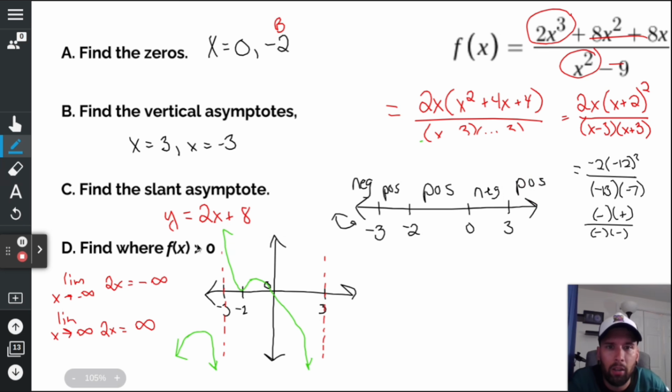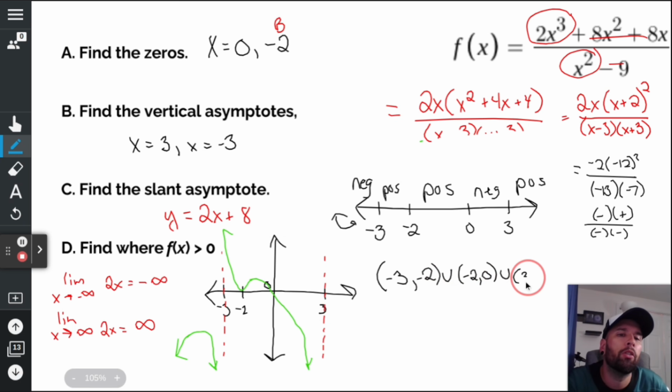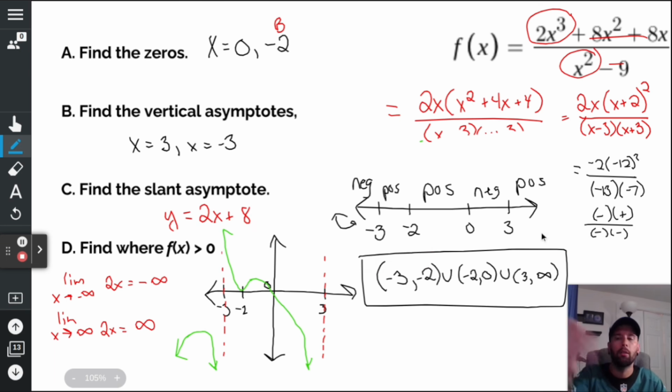I care about where this stuff is positive. So it's positive between negative 3 and 0, but I'm not allowed to include negative 2 because it hits negative 2. So I will say that between negative 3 and negative 2 is positive, union between negative 2 and 0 is positive, union, and from 3 on to forever, it's positive. Awful, awful, terrible, terrible problem. I'm sorry. But I think this is the last one coming right up.